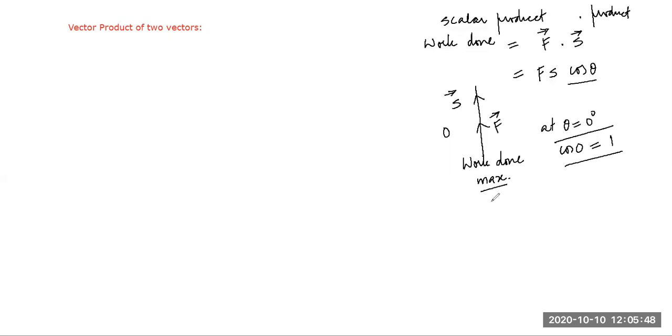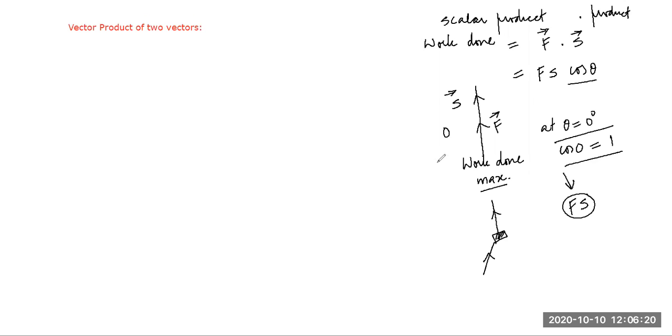At any angle, let's say this is the body, this is the force. We want the body to move in this direction. The work done will be less than Fs. Any work done, which is at any angle other than 0 degrees, would be less than Fs. Hence, Fs cos theta. Scalar product.